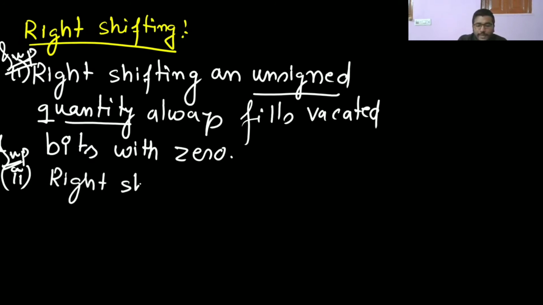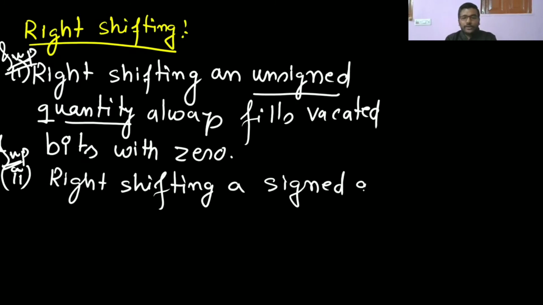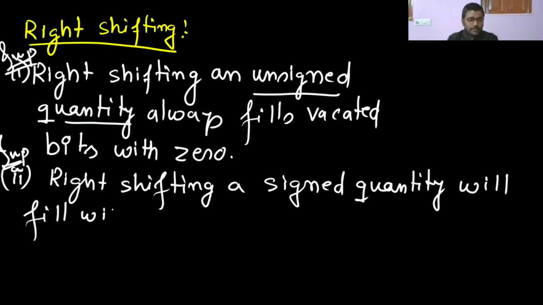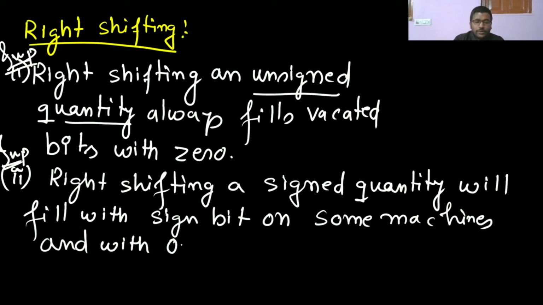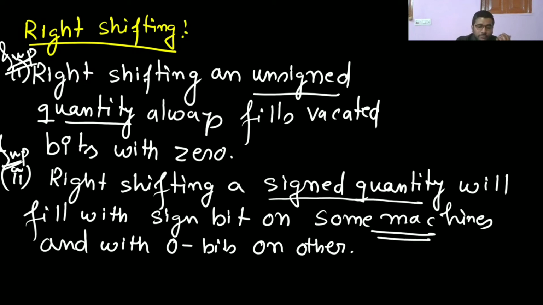Right shifting a signed quantity will fill with the sign bit on some machines, and on other machines it will fill with 0 bits. So that's why in the GATE exam they will never ask you right shifting on signed quantities, because it's machine dependent.